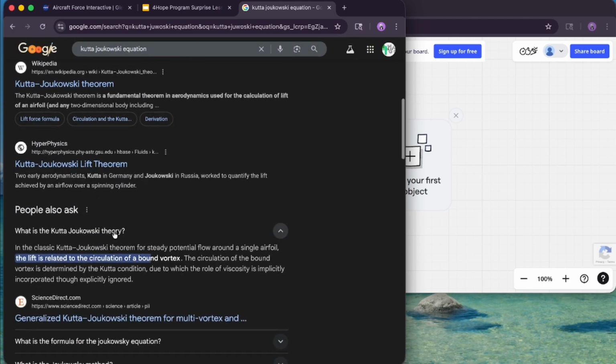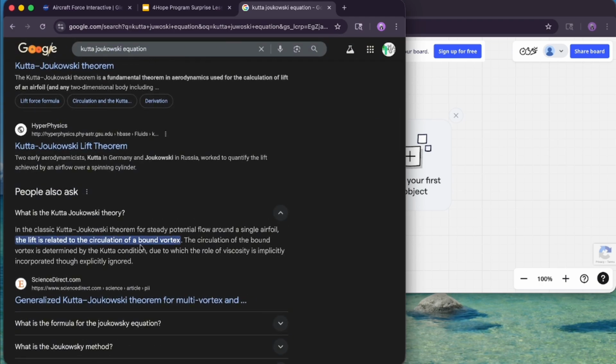Let's see. The theory for this is that the lift is related to the circulation of a bound vortex. The circulation of the bound vortex is determined by this, in which the role of viscosity is implicitly incorporated though explicitly ignored. So it's basically steady potential flow, so potential airflow across a single airfoil related to how the vortex is being circulated.